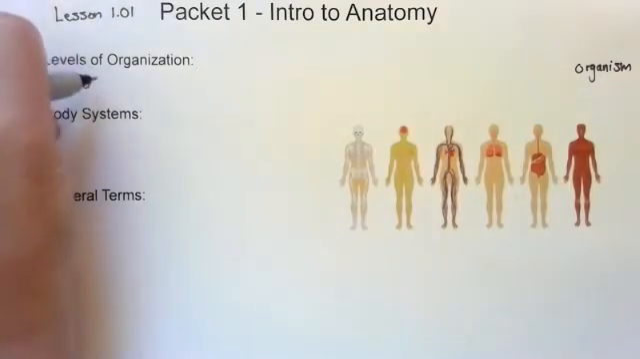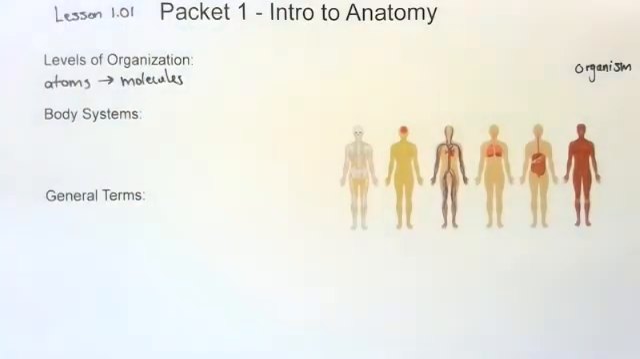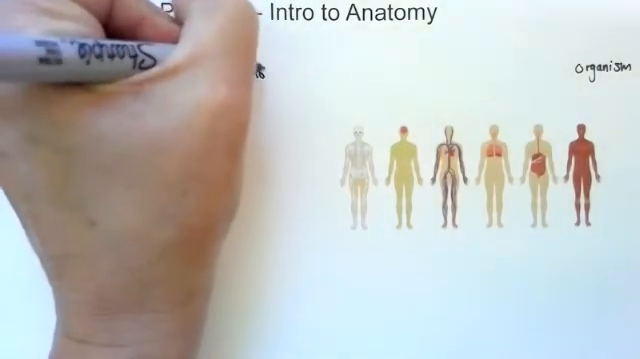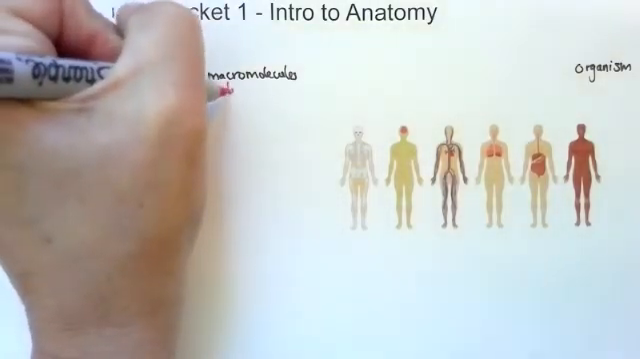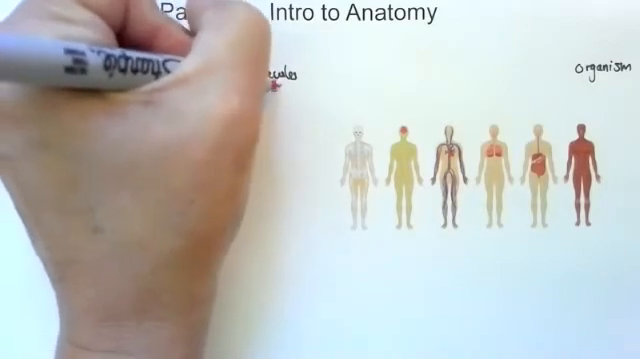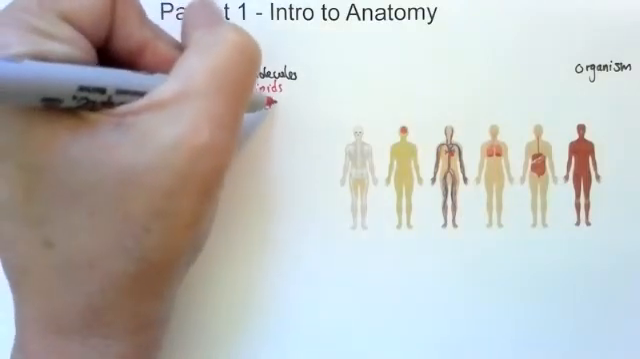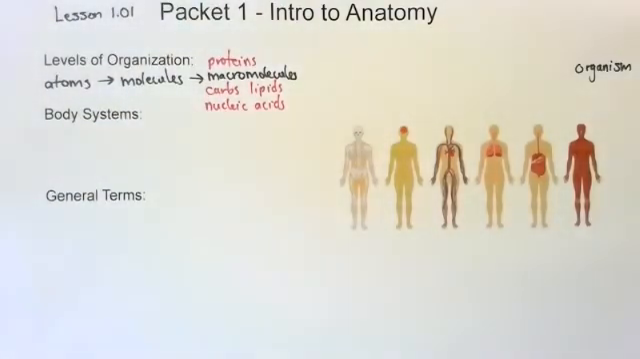Okay, after atoms, did you say the next level is molecules? And then after molecules, did you have macromolecules? These were, if you remember, the other thing I like to do is I like to switch colors, just keep things interesting. So these were carbs, lipids, nucleic acids, and proteins. So those were our macromolecules.